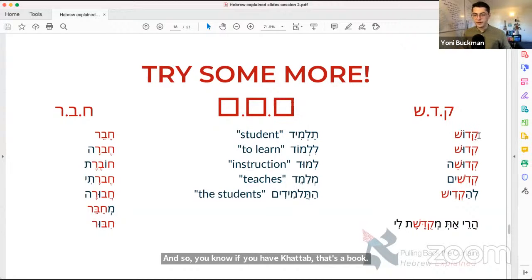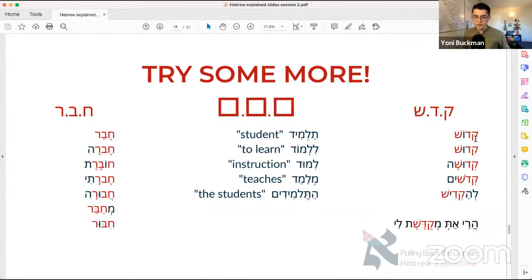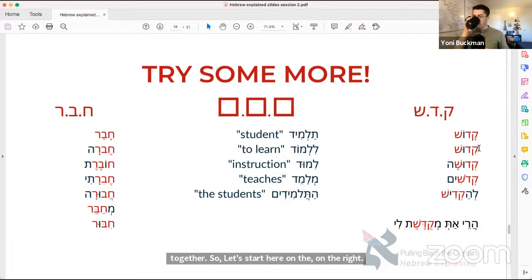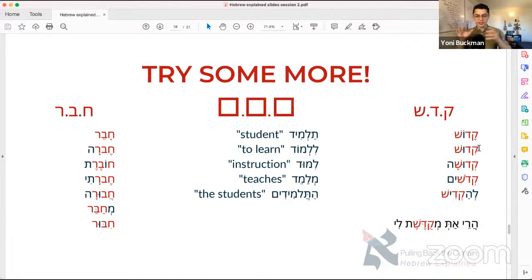All the way over here on the right, you have the word kadosh. What does kadosh mean? Someone just unmute yourself and you can share. Holy. Good. Kadosh is holy. What's kiddush? The second one? Kiddush. Make kiddush, yes. Right. So kadosh means holy or sanctified.